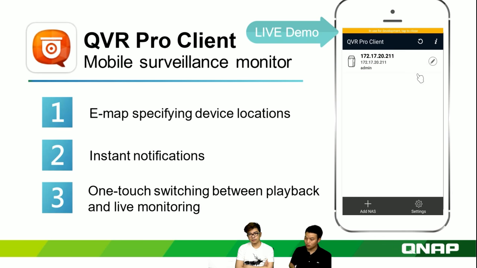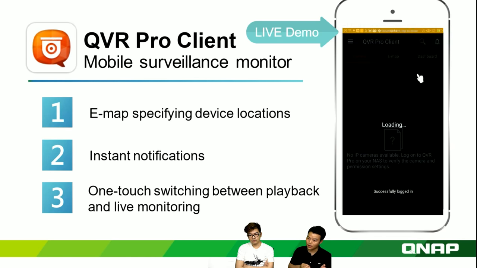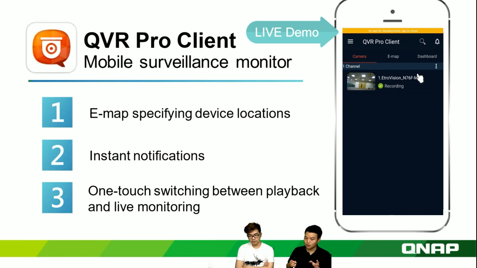So you don't want to do all those complicated settings right here on the mobile device, because we'll be doing that in the browser base. But we want to make sure that if you want to check out something in the surveillance system, you will have that access. So this is why the QVR Pro client is a mobile surveillance monitor. I want to present to you three major features.